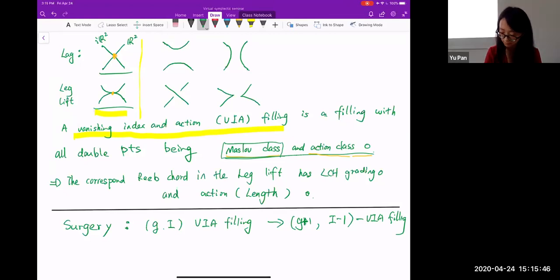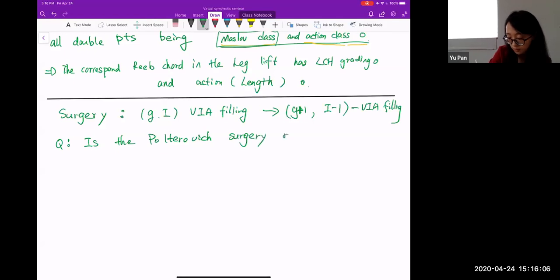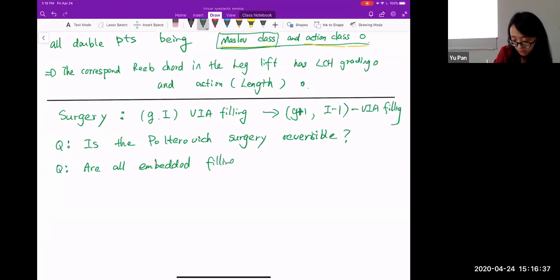Okay, cool. So a question we would want to ask is: is the surgery procedure reversible? Or another way I can ask this question is: are all my embedded fillings coming from these immersed fillings, like coming from surgery on the immersed fillings? All embedded fillings come from surgery?